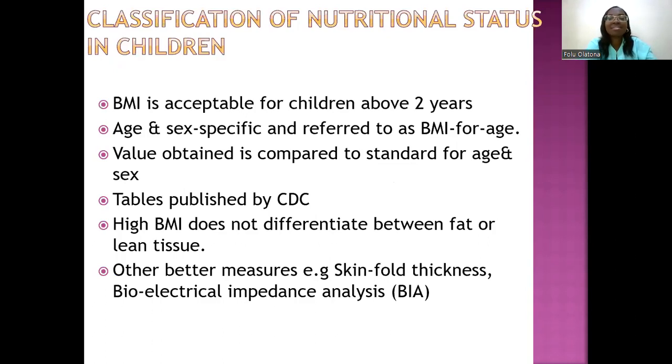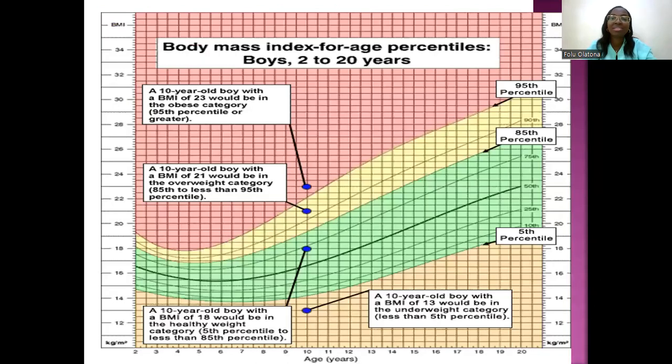Body mass index is acceptable for children above 2 years. So when you pick a child, you need to know the age of that child to know the correct chart to use. If the child is below 2 years, then you are looking out for weight for age, height for age, weight for height charts. If the child is above 2 years, then you are looking for BMI for age percentiles. Can you see this chart? Which type of chart is this?